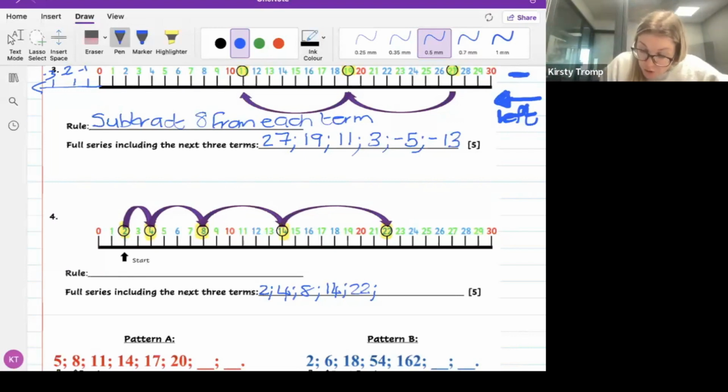Okay, so between 2 and 4, what is it? I've got 1, 2. So I added 2. Between 4 and 8, what did I do? I added 4. Between 8 and 14 now, what did I do now? I added 6. Okay. Between 14 and 22, what did I do? I added 8.